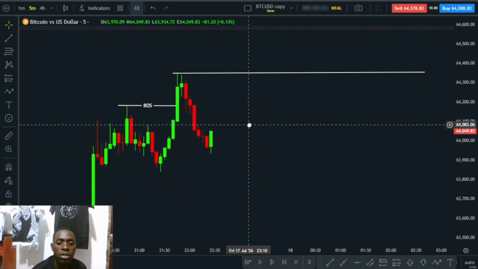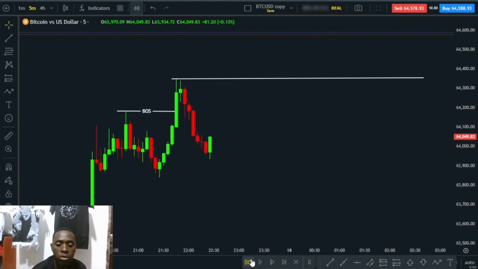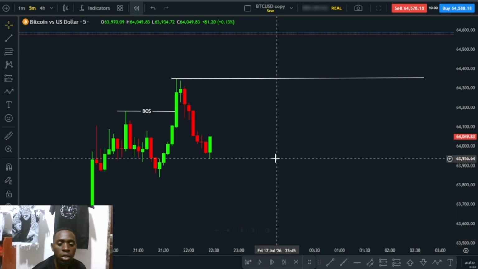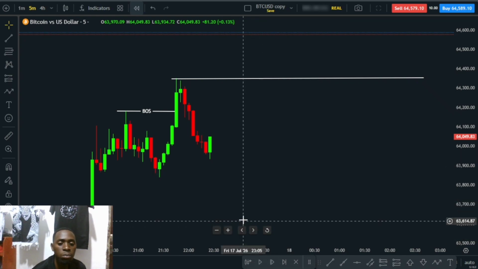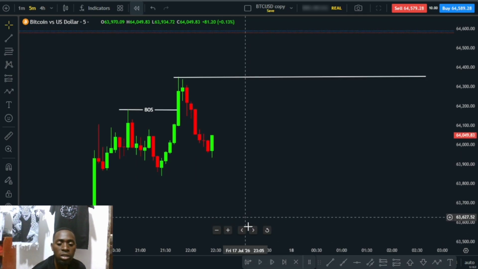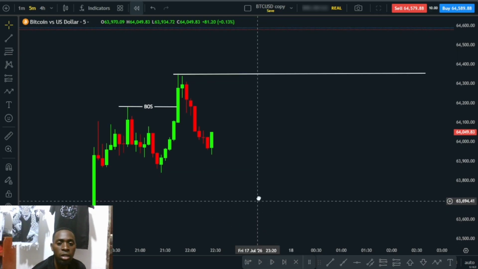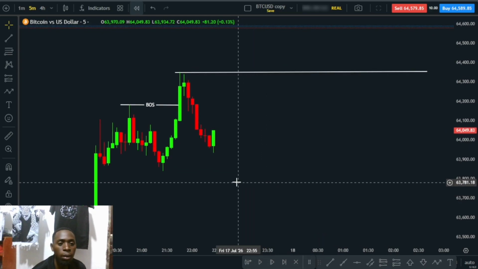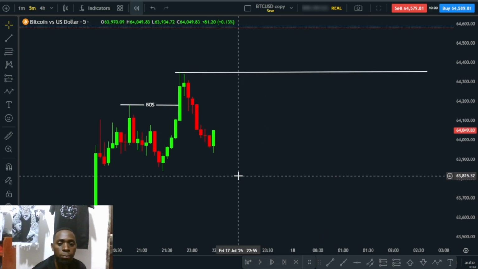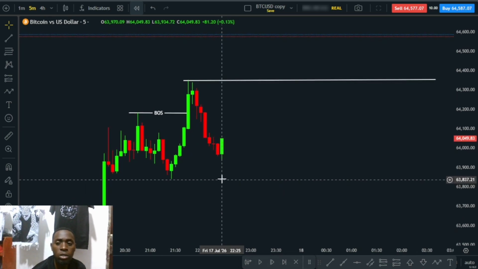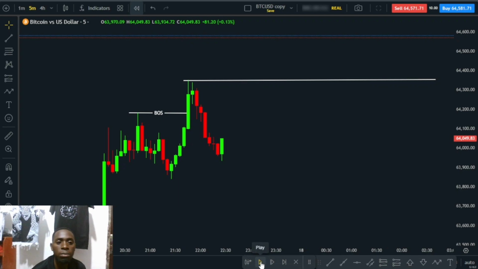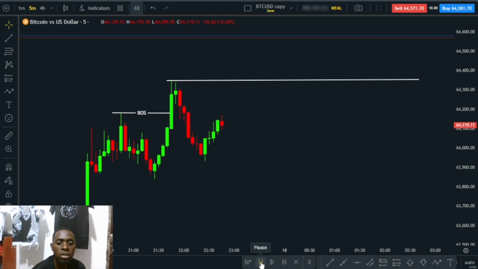I'll play the market and show exactly what I'm always waiting for. Here you need to always be patient and wait for the setup to play out. This is exactly how I trade. If you're a beginner, pay close attention to what I'm going to show you next. Let's play the market and see what happens.